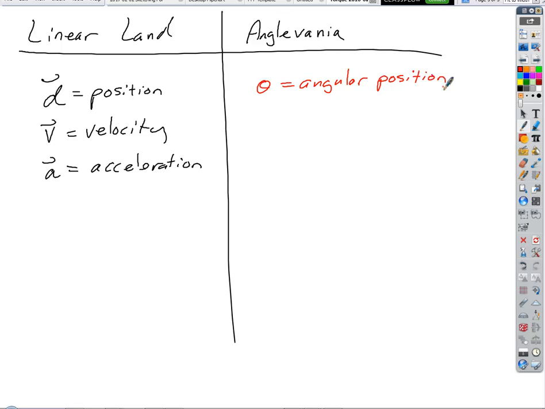position. Okay, so for example, if this is the center and this object right here is revolving around that center, then if it starts right here and it ends right there, well then that's theta. That's its angular position. Okay, make sense? So how far has it rotated? Velocity, V, is replaced by omega.